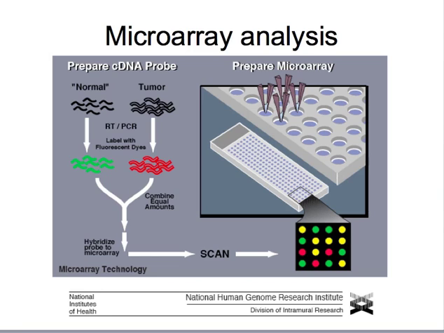Then you rinse it really good, and then you scan it on a fluorescent reader, and you get that tiny little square shown on the bottom right, where if you see red, that means the tumor is expressing that RNA, but the normal cells are not. If you see green, that means the normal cells are making that RNA, but the tumor cells are not. And if you see yellow, both cells are expressing it. And of course, you can get different ratios of color.